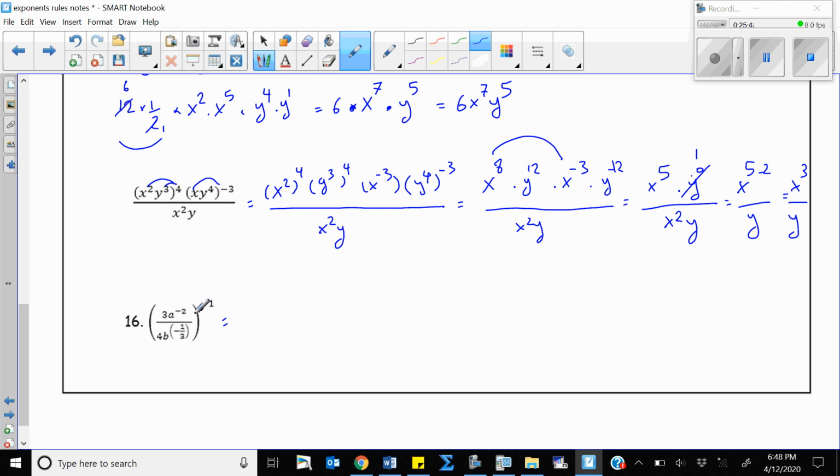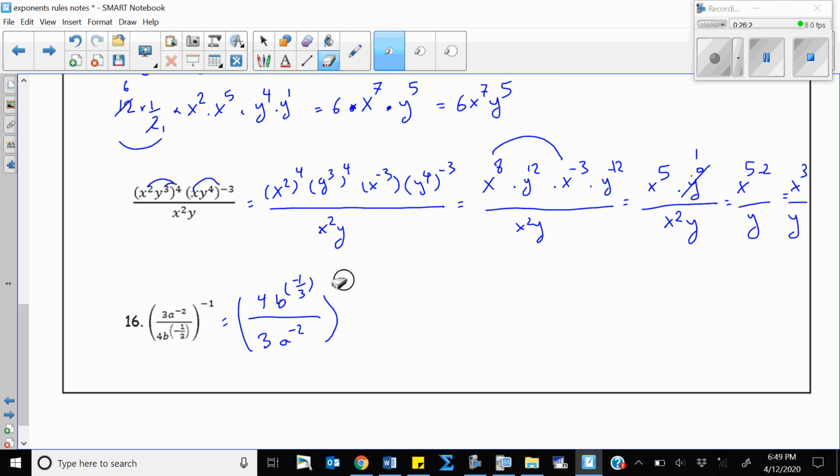Then I have something to the power of negative 1. So the first thing that I want to do is to get rid of this negative power. So I'm going to flip the base. So 4b to the power of negative 1 over 3 will go to the top. And whatever I have on the top will go to the bottom, 3 to a to negative 2. Then the power will be 1. But since we know that if we have a power 1, it's just equal to the base, so basically I don't even have to write this.